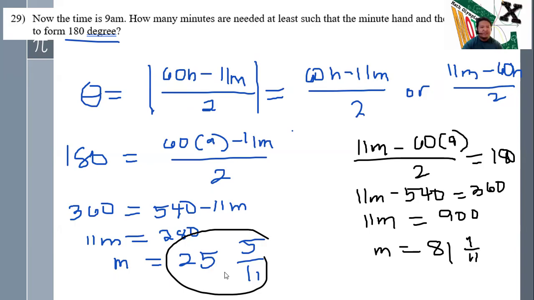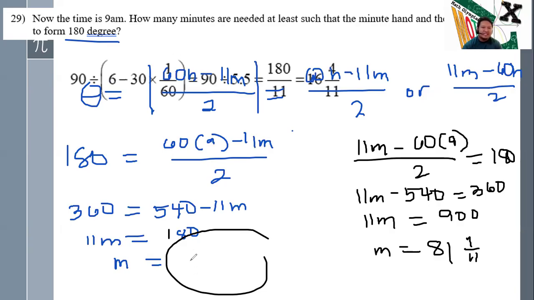Any question or clarification for that, everyone? Wait, did I subtract it properly? 540 minus 360, double checking. I'm so sorry, that should be 180, not 280. That's why I got it wrong. So that should be 180 over 11, and that's correct, because it's dividing 180 by 11. That's 16 and 4 over 11. I'm so sorry for that. I think I got it wrong with my mental math subtraction. There should be 16 and 4 over 11.